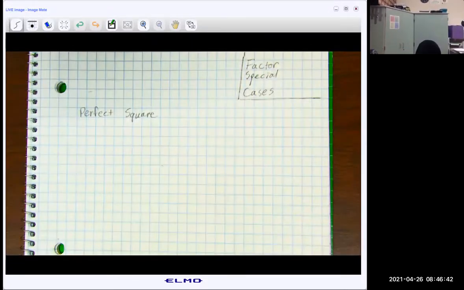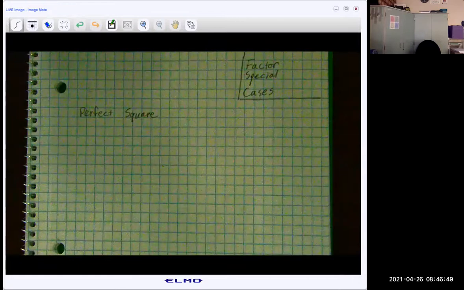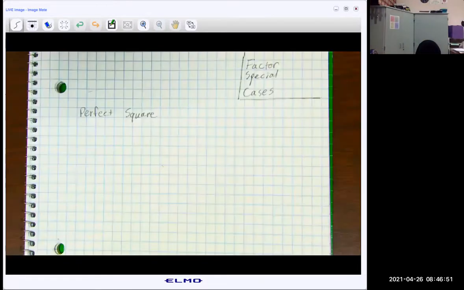I don't like that lighting. Let's see if we can make that better. Oh, that's way worse. So that's good. Yeah.